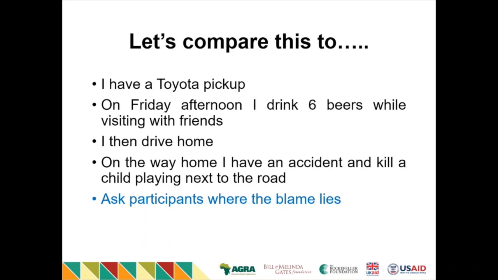And what you need to do with your audience is ask the audience where the blame lies. And I'll guarantee you that in 100% of the cases, your audience will say it's the person who drank too many beers and then caused the accident. They will never say it's the Toyota's fault. It's the person's fault. And I think this just, again, illustrates the way in which we see pesticides, because when a pesticide overexposure occurs, people blame the pesticide. And as I've already stated, in over 90% of cases, it's the human factor that does that.